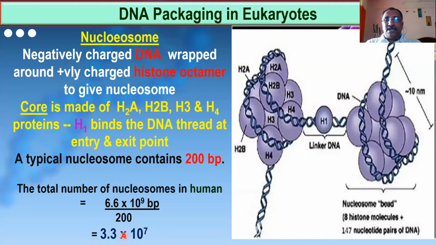So you will have to remember this number. The total number of base pairs in a human DNA is 6.6 × 10^9 base pairs. The length of the human DNA also we have seen last day. You remember what is the length of the human DNA? How many meters is it?